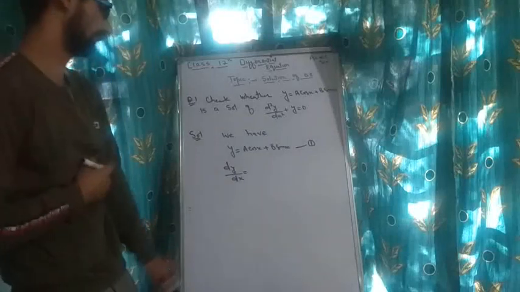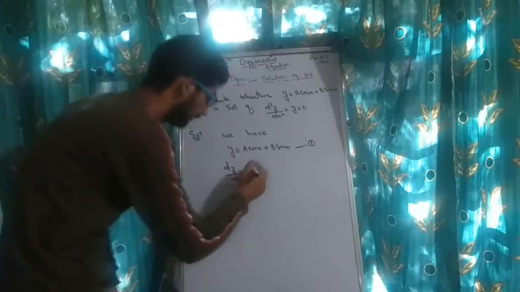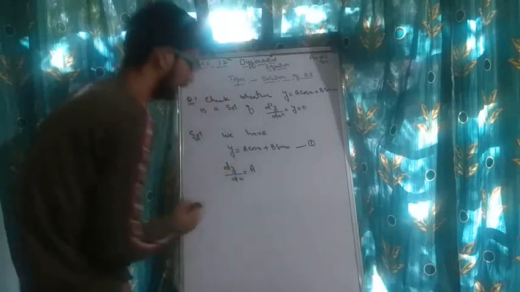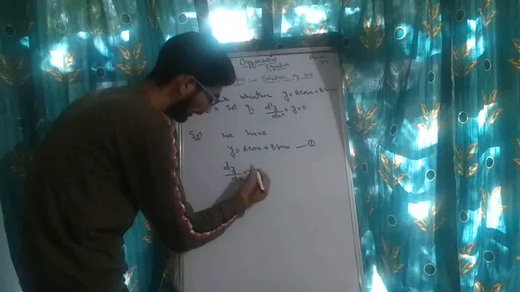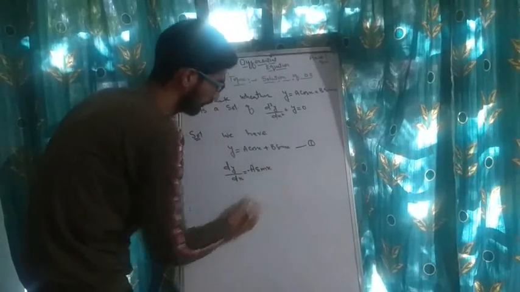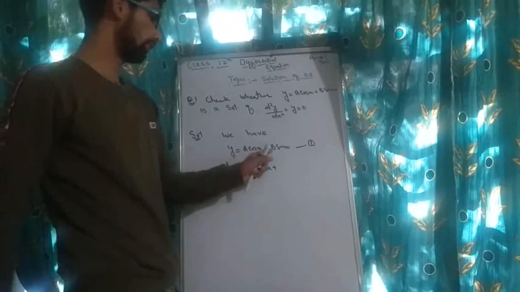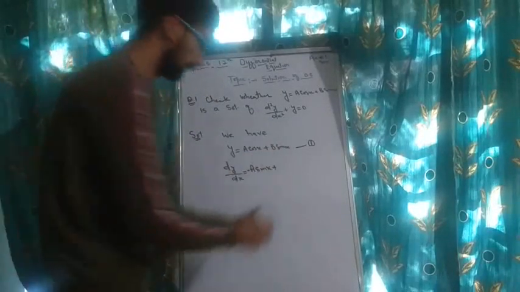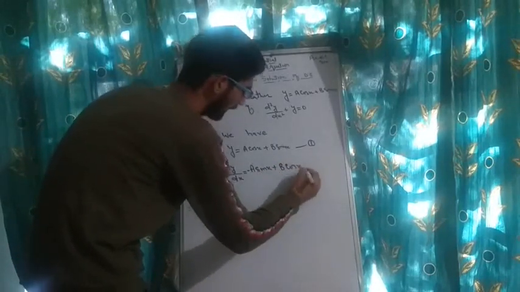equals to, you check here, this is an arbitrary constant, and it will be a factor, and the derivative of cos x is minus sine x. So minus I will write here, and then this sine x, plus the derivative of b sine x. What is that? b cos x, because the derivative of sine x is cos x.